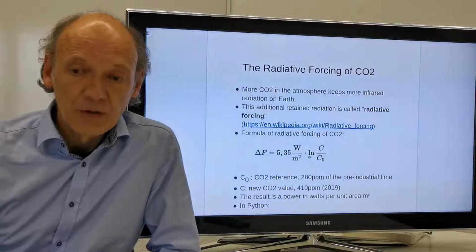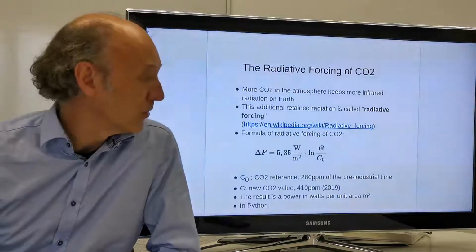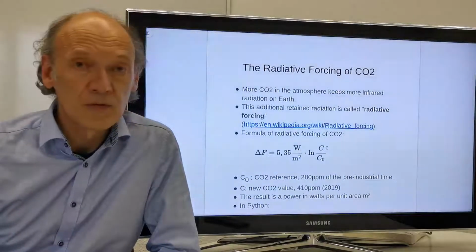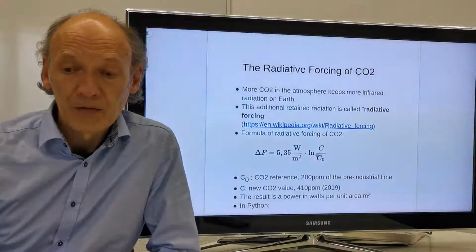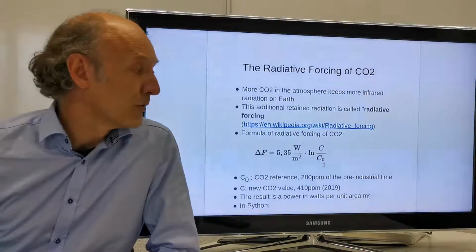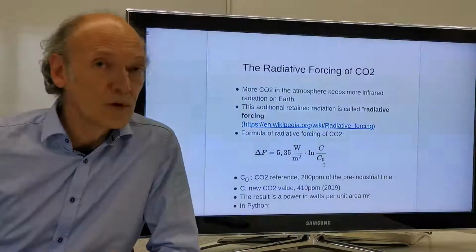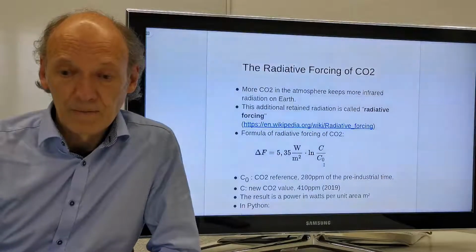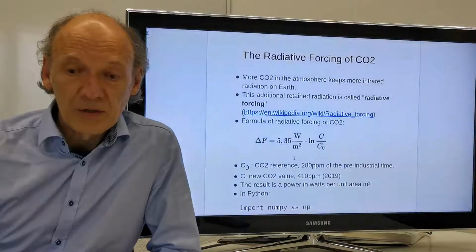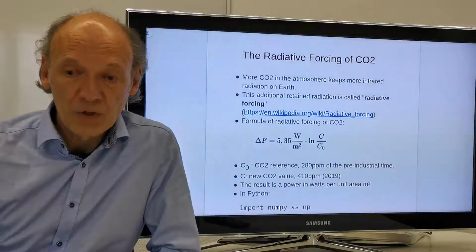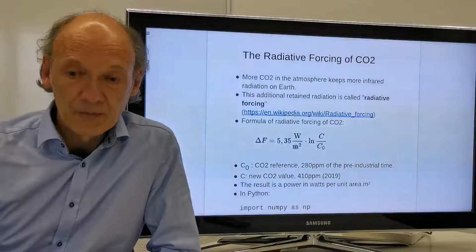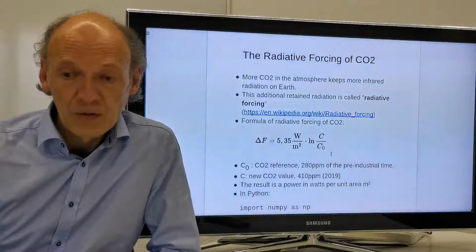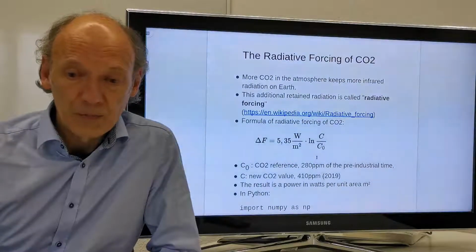So C is the new concentration of CO2, for instance, the current concentration, and C0 is the reference concentration. For our purposes, we take the concentration of the pre-industrial levels. The result is then a power per square meter. Right, so now we can just plug in the numbers.